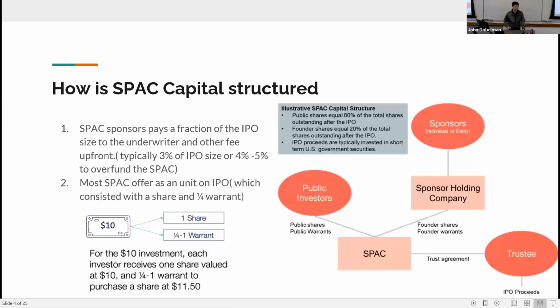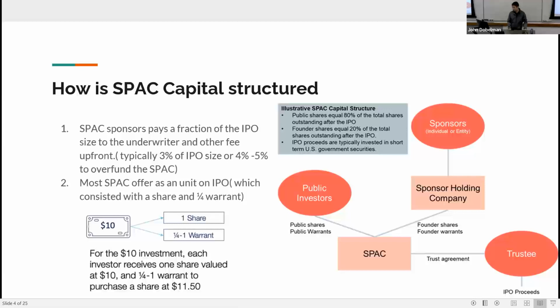But let's look at the capital structure first. Ordinarily, a SPAC IPOs with a bundle, which is called a unit. In this case, 99% of SPACs are offered at $10 for the bundle, which in a typical structure gets you one share plus a quarter to one warrant, depending on the SPAC team's perspective. And basically, it's very difficult for a retail investor to participate in a SPAC IPO. Only institutional players do SPAC IPOs.